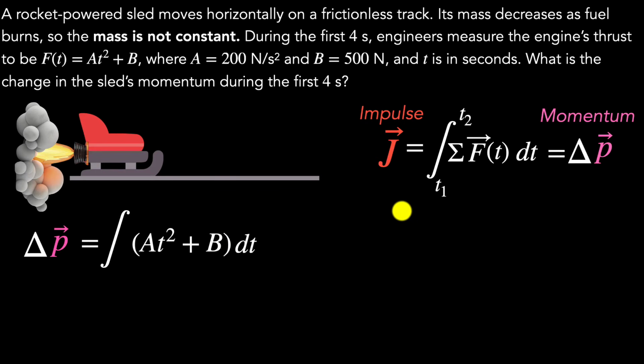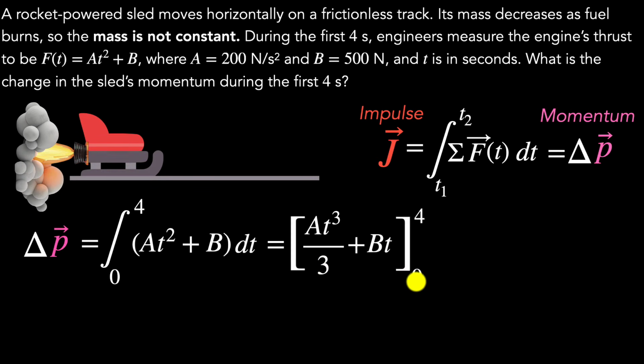And what are the bounds of this integral, from time t1 to t2? Well, we are calculating the change in momentum for the first 4 seconds. So the time would be from 0 to 4 seconds. And yeah, if we integrate this, we are done. So what's the integral of at squared plus b with respect to t? Well, the integral of at squared is just at cubed by 3. And the integral of b with respect to t is just bt. So you get plus bt. And of course, don't forget the bounds. So we have 0 to 4.